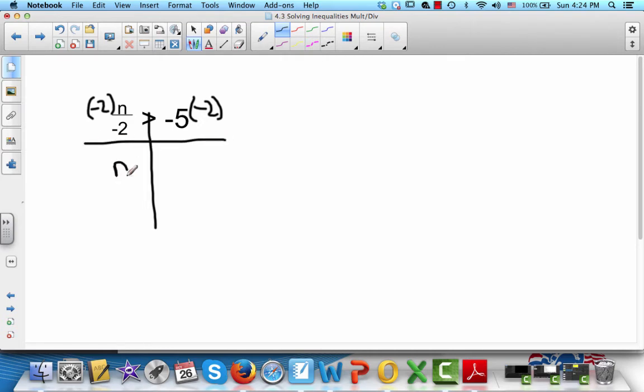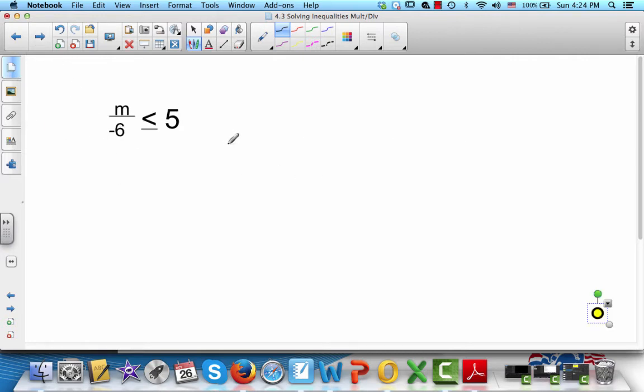That leaves us with n. Since we multiplied by a negative number, that means we switch the direction of the inequality from greater than to less than. And negative 5 times negative 2 gives us 10. And then very quickly, let's come over here and do our graph. It does not include the 10. It does not say or equal to, so that means it's an open circle. And it goes to the left because it says less than.